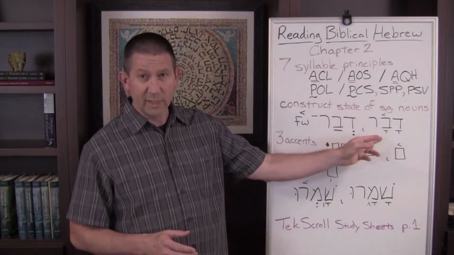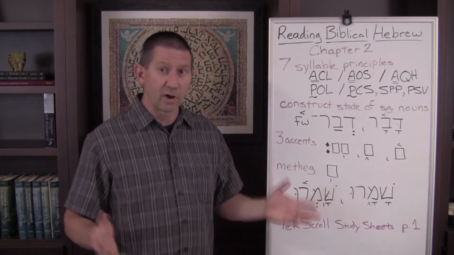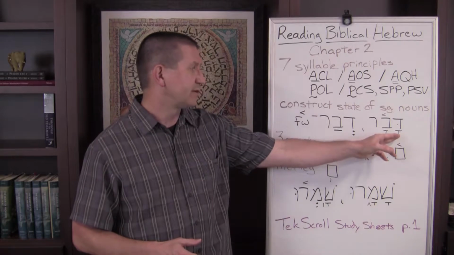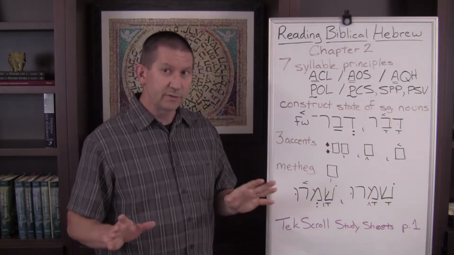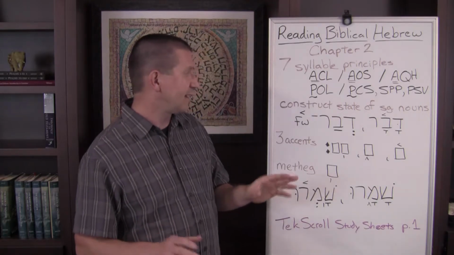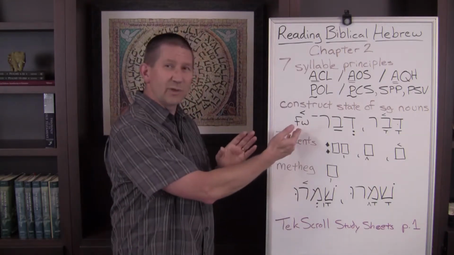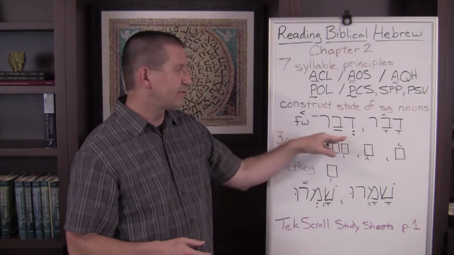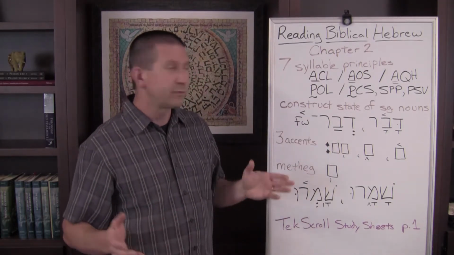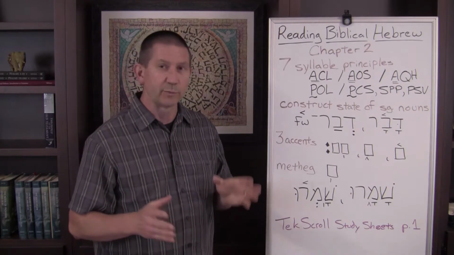In Chapter 1, we had the vocabulary word davar. It's spelled with a kametz under the dalet and a kametz under the bet. But sometimes this word does not get its own accent. It's as if the following word functions as the accented syllable, and then these vowel changes occur. Those will be explained as we learn the 7 syllable principles.